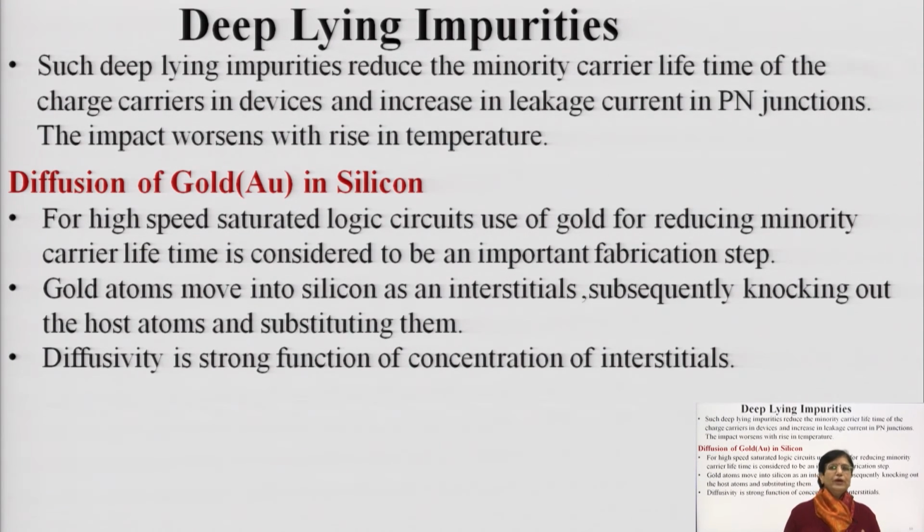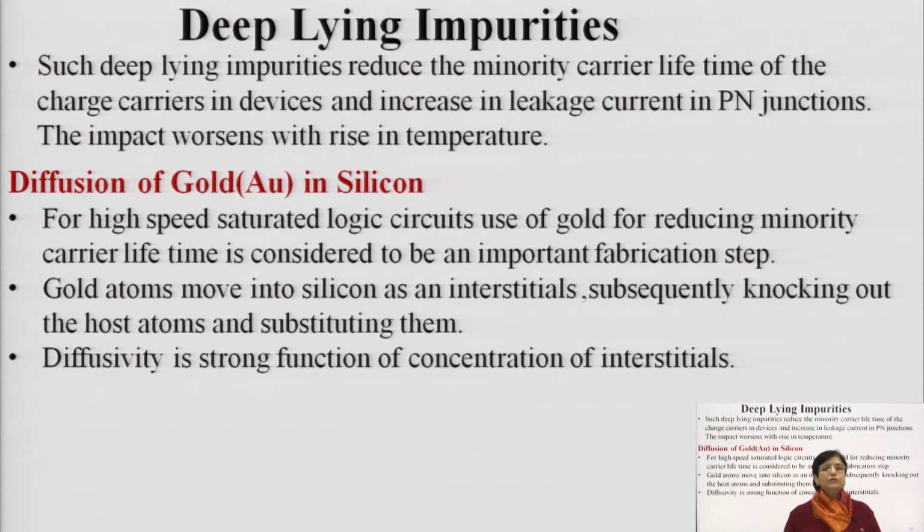Gold atoms move into the silicon at the interstitials, and subsequently they knock out the host atoms, occupy their locations and substitute those host atoms. Since they are active, at any elevated temperature they further penetrate into the material and dislodge another atom, and this is how they have a tendency to get deeper into the bulk material.